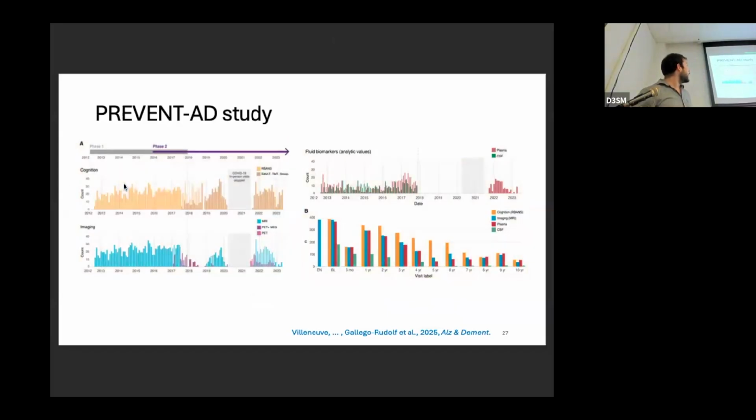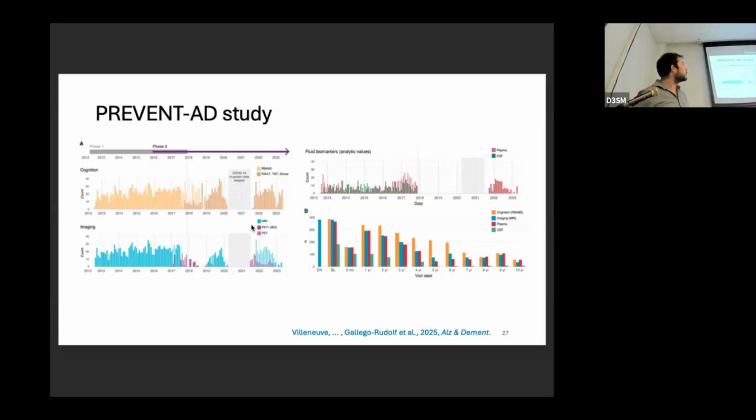This is for the cognition. And as you see, there are participants who started even in 2011, 2012. And some of them have now up to 10 or even 12 years of longitudinal cognitive follow-ups, which is very valuable, especially when you're tracking participants from when they were still cognitively unimpaired to the point where some of them are actually progressing.